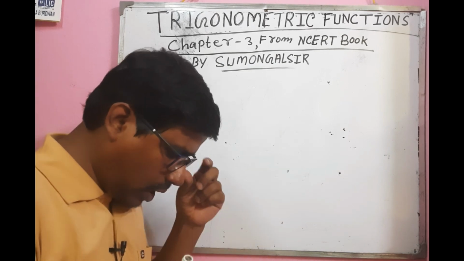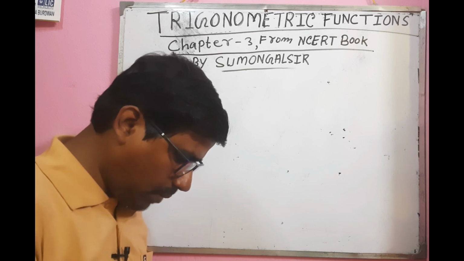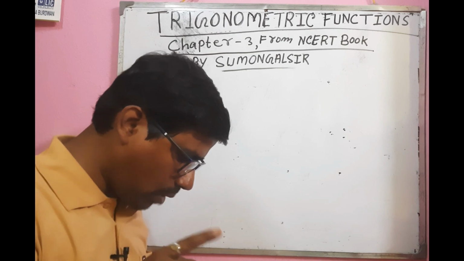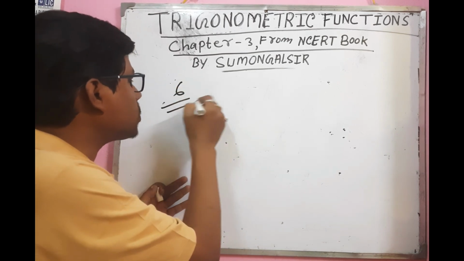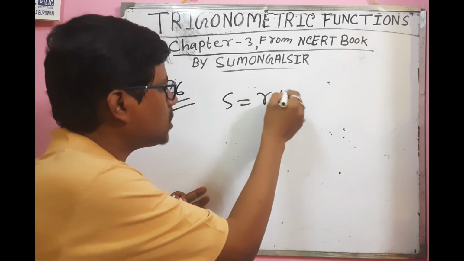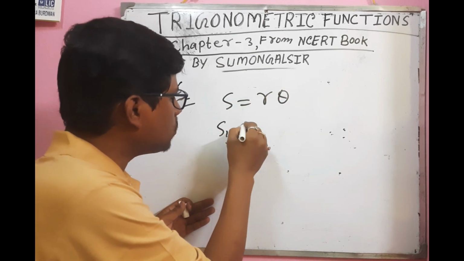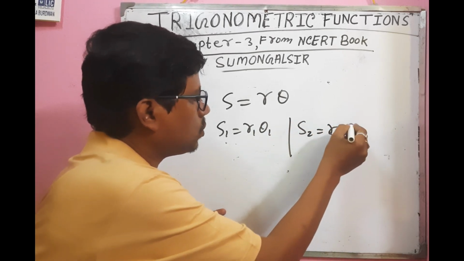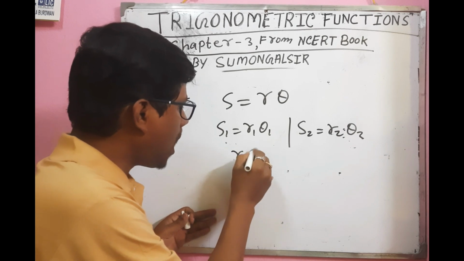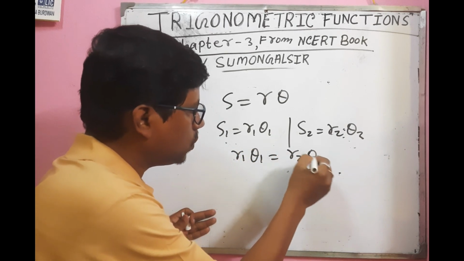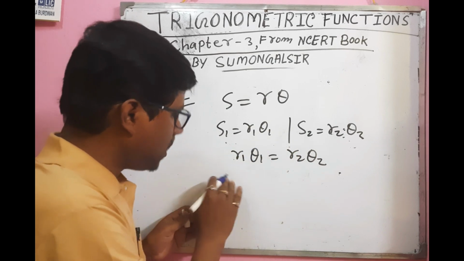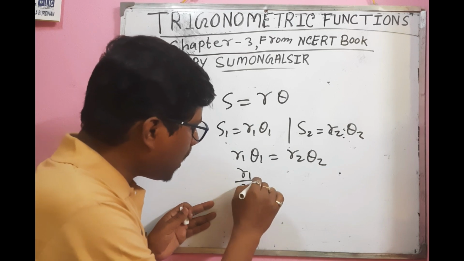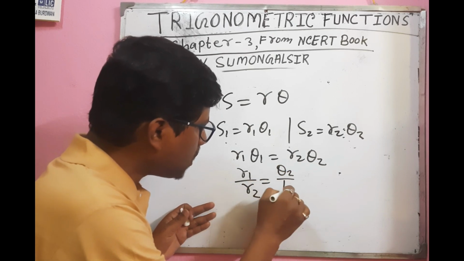Question 6: if two arcs of the same length of two circles subtend angles of 60 degree and 75 degree at the center, find the ratio of their radii. So in the sixth question, we know that s is equal to r theta. Now for the first, s1 is equal to r1 theta1, and s2 is equal to r2 theta2. By the given conditions, r1 theta1 is equal to r2 theta2, because s1 and s2 are the same. Now we want to find r1 by r2, so this will be theta2 by theta1.